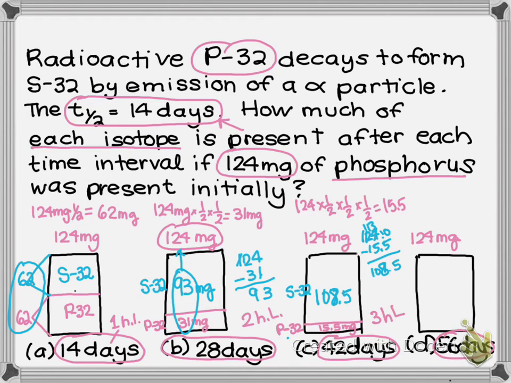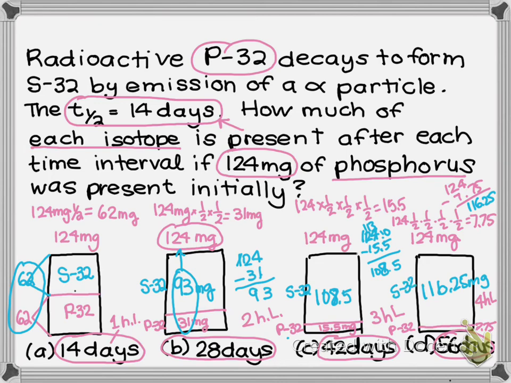And so 56 days is 4 half-lives. So I would say 124 times a half 4 times, and this equals 7.75. So it's even further. This is the phosphorus 32, and it's 7.75. And then if I take 124 minus 7.75, I get 116.25. These are all milligrams. That's the sulfur 32.